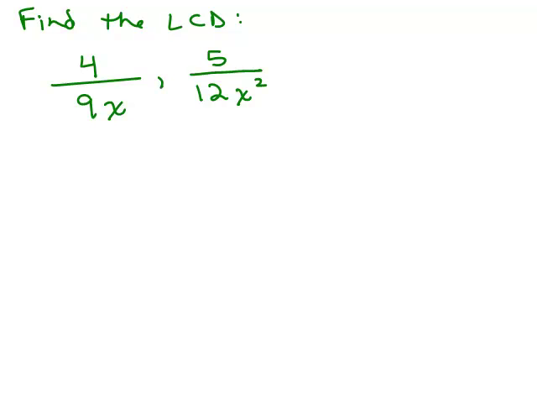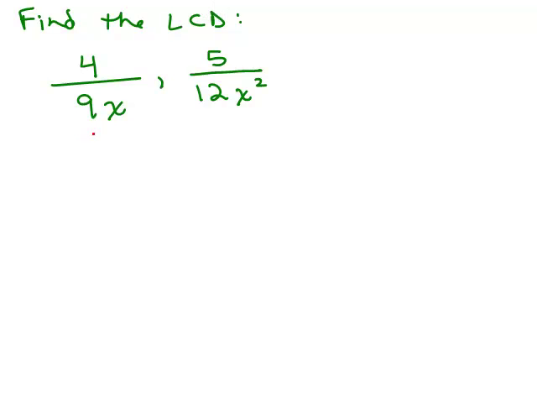All right, here's our first problem. Find the least common denominator for 4 over 9x and 5 over 12x squared. Now, the reason we are interested in finding the least common denominator is because if we were going to add or subtract these fractions, I would need to get a common denominator. So for now, we're just practicing finding the least common denominator, and when we do that, we're really focusing on the denominators, not at all on what's in the numerator.